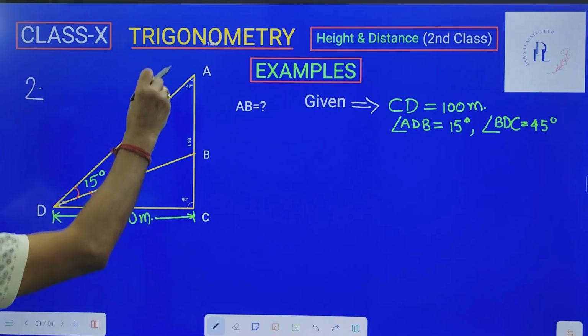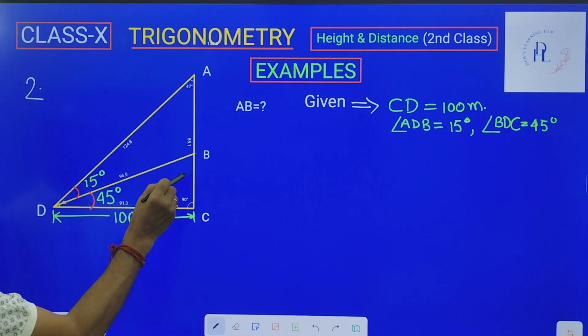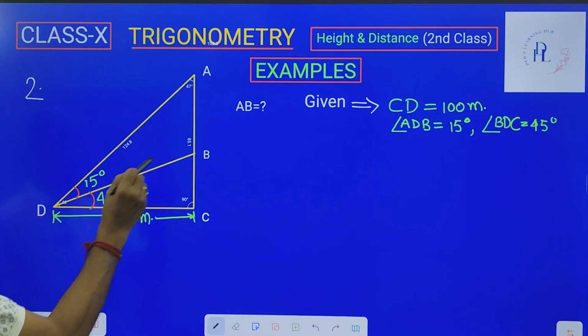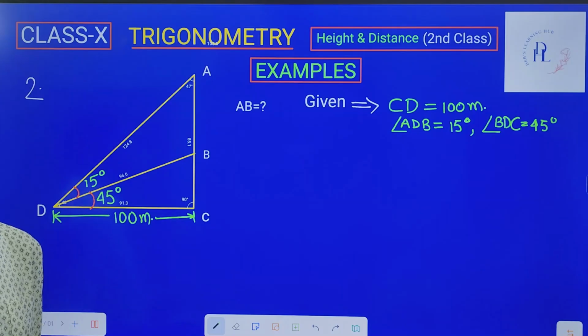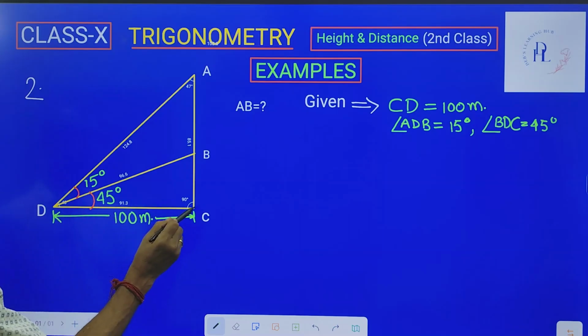Okay, look into this picture. So what is given here? You can see there are two right triangles. One is ACD, the bigger one. Another one is BCD. Always try to find out the right triangle, because when you are going to utilize trigonometric ratios sin theta, cos theta, tan theta, you always need to have the angle between the adjacent or base and hypotenuse.